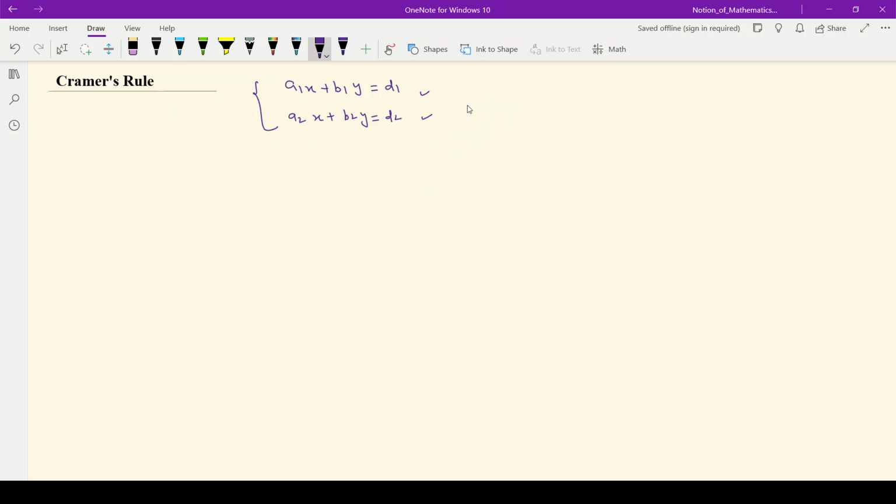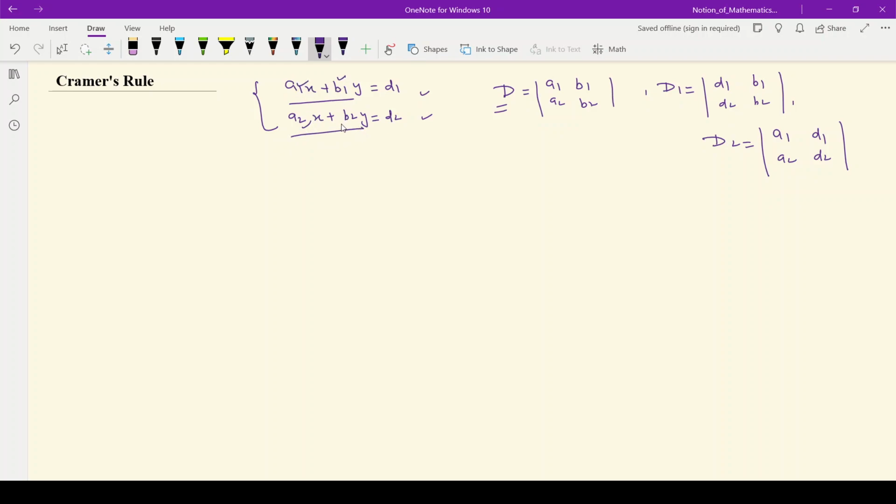my aim here. So students, if I will be writing the determinant capital D, that will be a1 a2 b1 b2, and if I will be writing the determinant D1, that will be d1 d2 b1 and b2, and in order to write the determinant D2, it will be a1 a2 d1 and d2. Basically what I have done here, determinant D is formed by the coefficients of the left hand side of this equation, like a1 a2 b1 and b2.